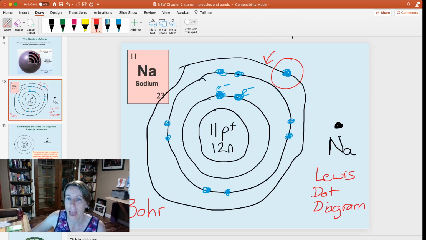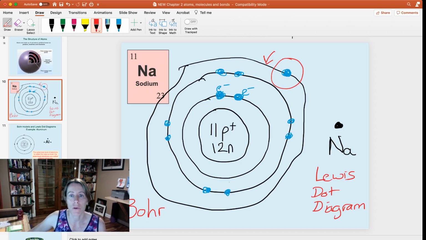So the outermost shell of an atom actually has a name, and we call it the valence shell. It's like the valance that goes around the edge of a bed. Anything that goes around the edge of something, the valence or the valence shell. So we can say from this Lewis dot diagram that sodium has one valence electron. It's not true to say sodium has one electron. That's not correct, because if you look at the diagram, sodium has 11 electrons in total, but in terms of its outermost shell, it has one valence electron.